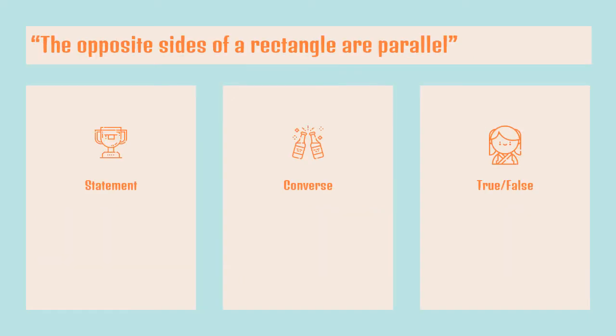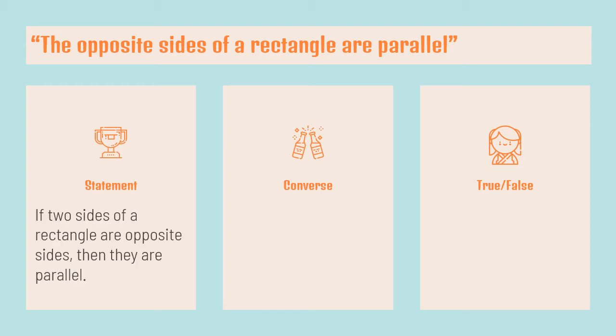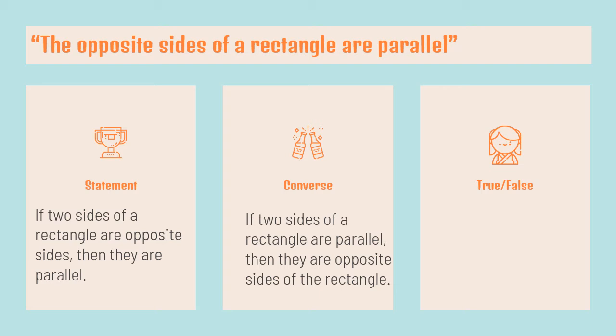So let's have the converse of another example, which is: the opposite sides of a rectangle are parallel. When we say statement, we have an if-then statement. So we have, if two sides of a rectangle are opposite sides, then they are parallel. The converse of this is, if two sides of a rectangle are parallel, then they are opposite sides of a rectangle. They just converse the parallel and the opposite sides.